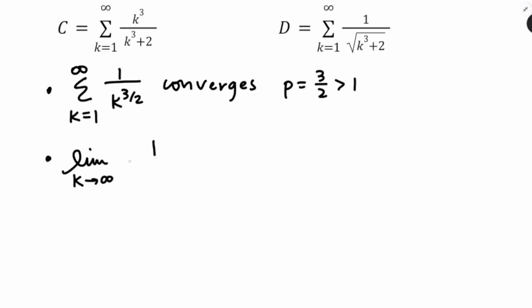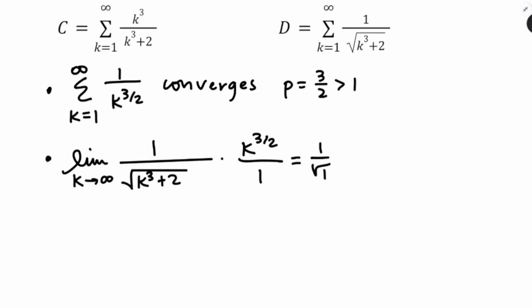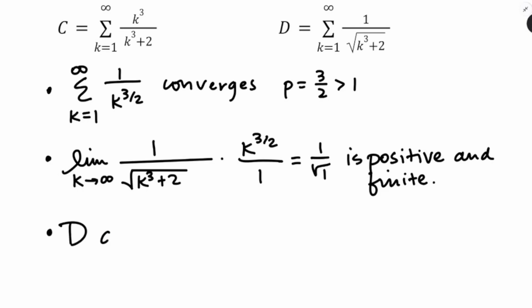So 1 over the square root of k to the 3 plus 2, multiplied by k to the 3 halves over 1. Okay, that limit is going to be 1 over the square root of 1, really. And that is a positive and finite number. And as a result, I'm going to say that D also converges.